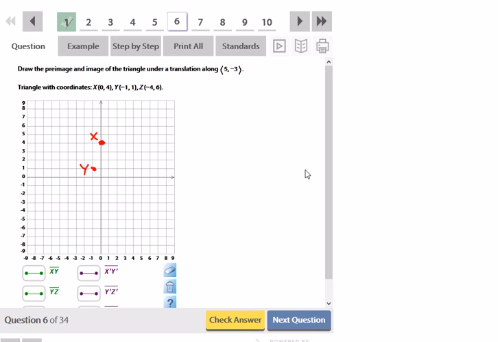And at negative 4, well, I can't read that, but it looks like a 6. So negative 4, 6. Let's hope that's what it is, which would be up here. So let's draw that one first.